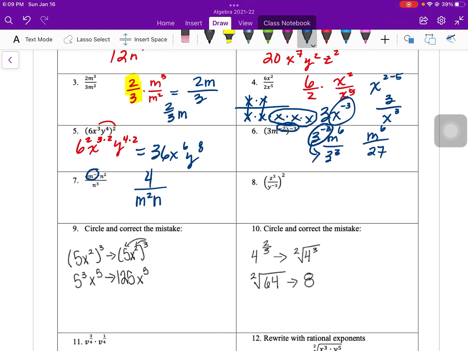Number 8, this is a fraction raised to a power. So again, multiply your exponents. So in the numerator, z to the 3 times 2 is z to the 6th. And then y to the negative 3 times 2 is, whoops, that's a y, not a z. Let me fix that real quick. So that's y to the negative 6th. And because this has a negative exponent, it's got to move up there in the numerator. So everything's going to stay on the top. So my final answer for this one is y to the 6th power, z to the 6th power. You can write it over 1 if you want, but you certainly don't need to.